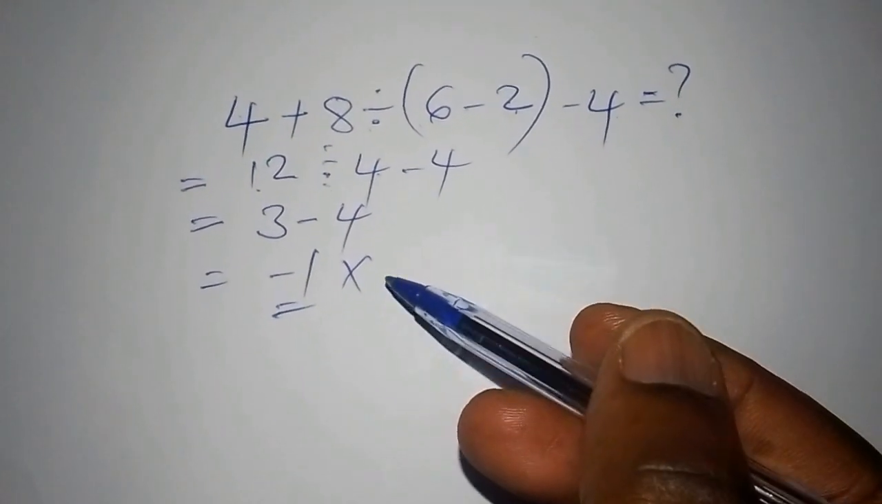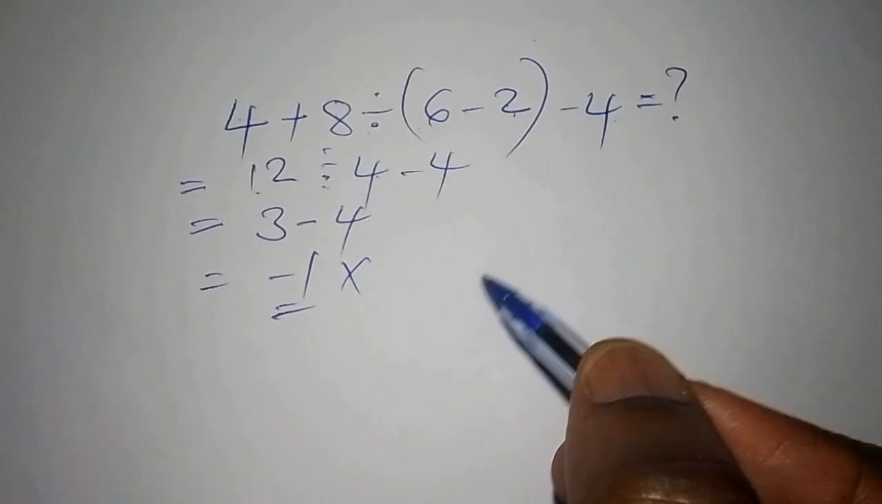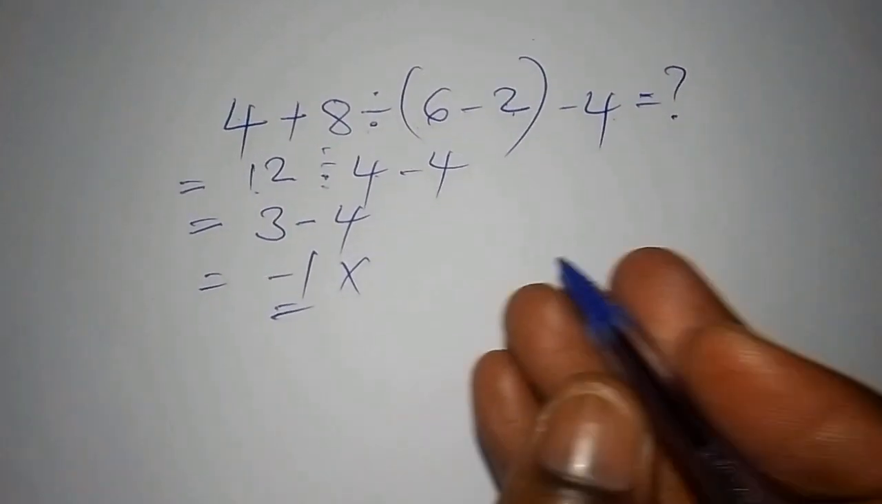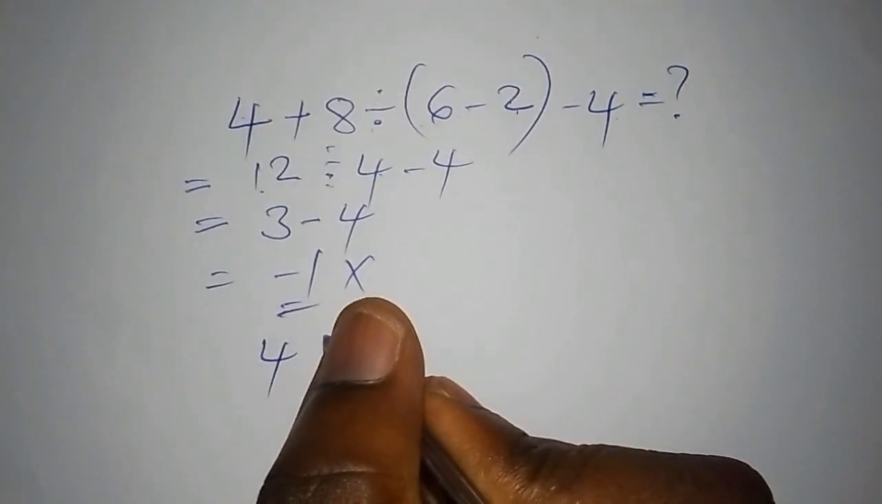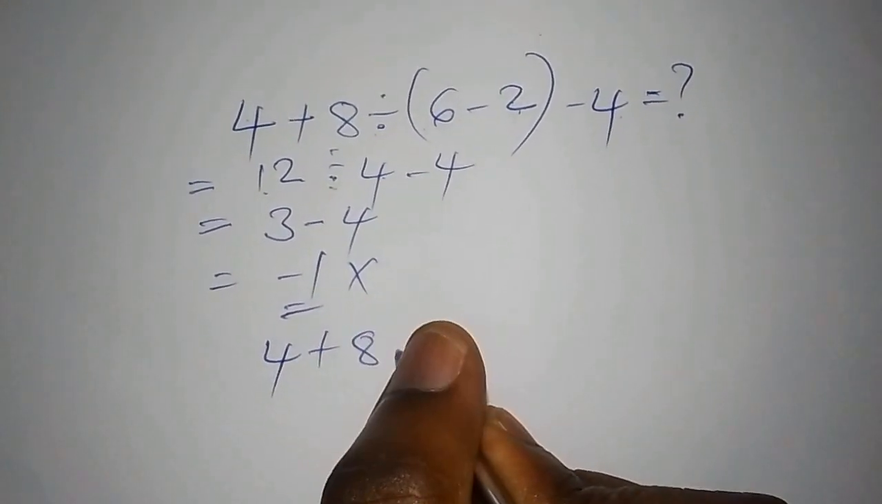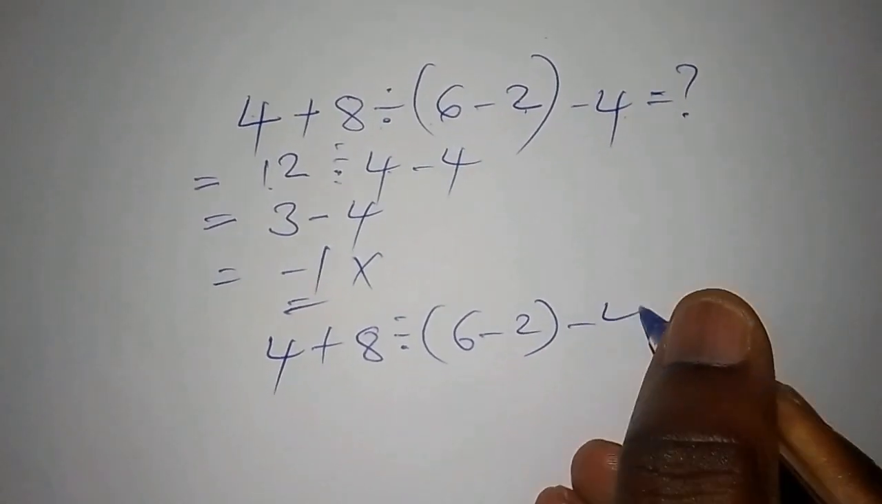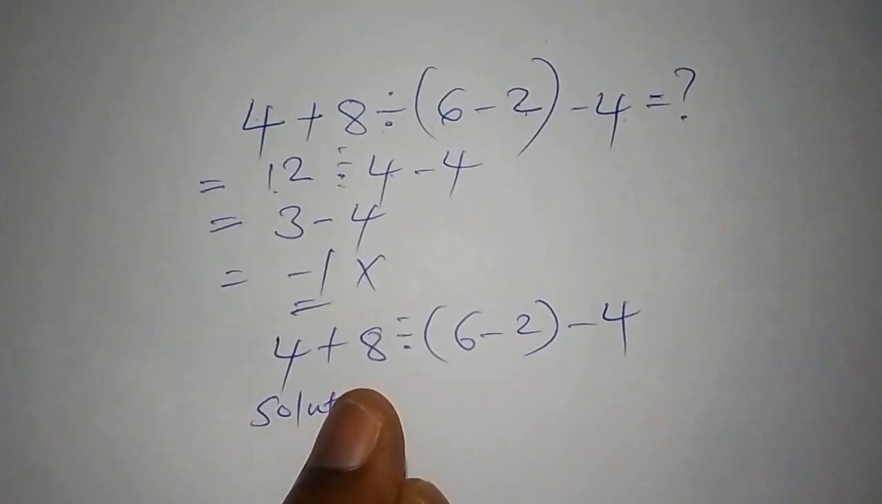I agree with you. So I want you to pause this video. Let's calculate it all together. Let's share our answers at the end of the video. Let's start then. So we have our question as 4 add 8 divided by, in brackets, 6 subtract 2, subtract 4. So now we want to start with the solution.